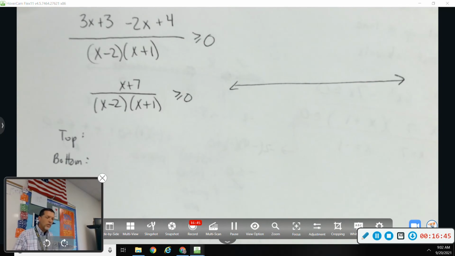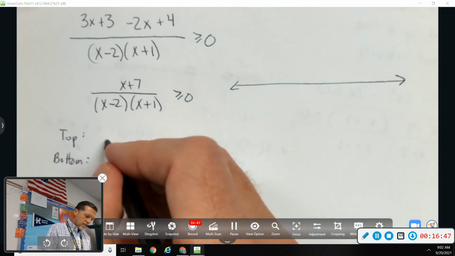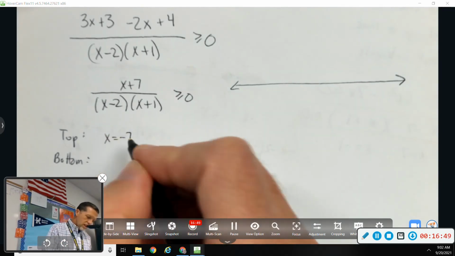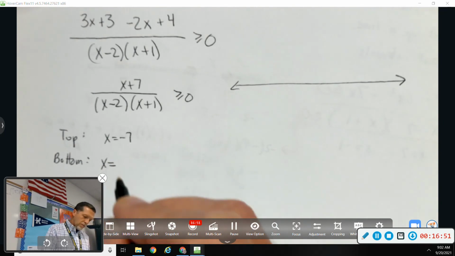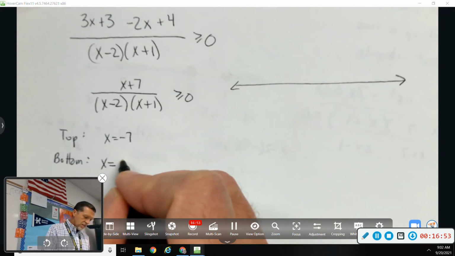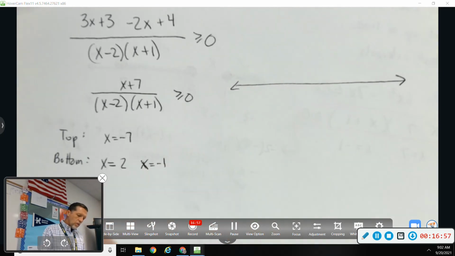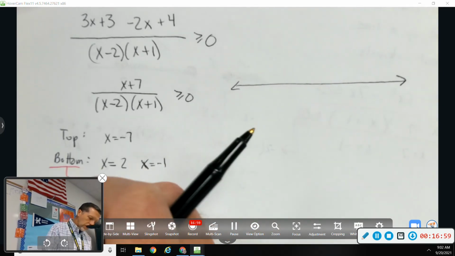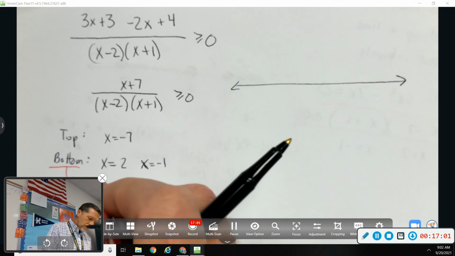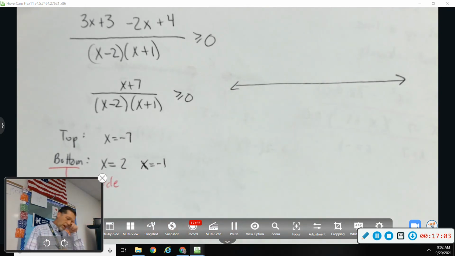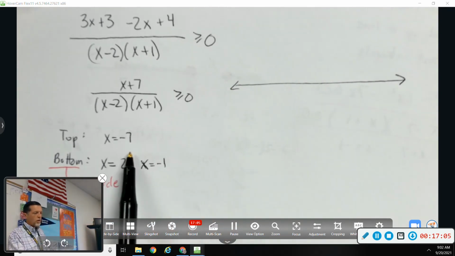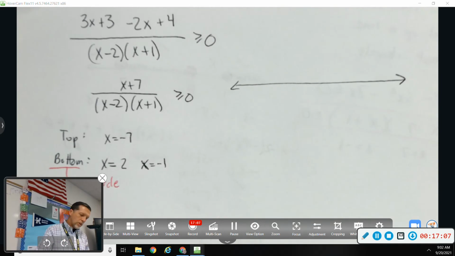So what are the zeros from the top? And the zeros from the bottom? 2 and negative 1. So the bottom ones have to be open circles always. How about the top for this one? Are those going to be open? Is negative 7 going to be open or closed?